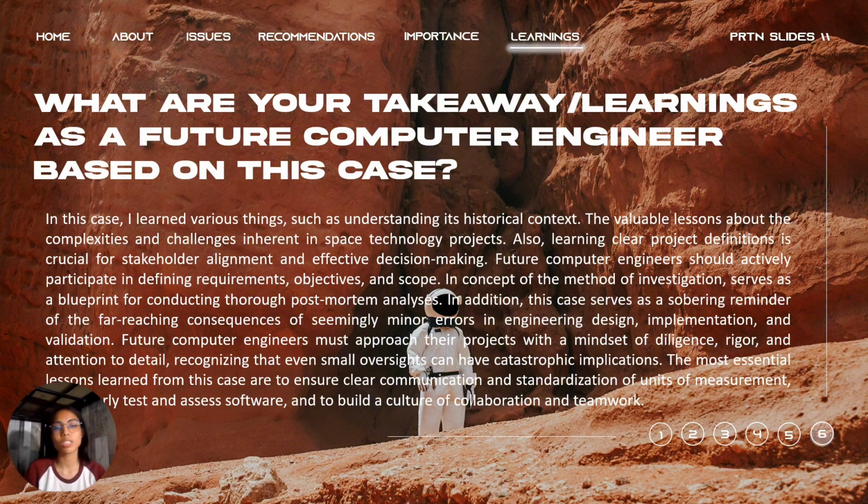The most essential lessons learned from this case are to ensure clear communication and standardization of units of measurement, to properly test and assess software, and to build a culture of collaboration and teamwork. By learning from past mistakes, future computer engineers may assist in ensuring project success and avoid costly failures.